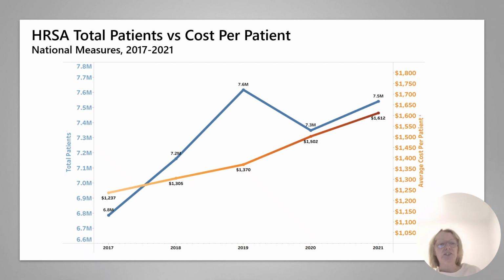This data analysis shows there is a relation between the variables for 2017 through 2019 and 2021, but an inverse relation during 2020. During 2017 to 2019 and 2021, the total numbers of patients increased and the average cost per patient increases as well. In 2020, the number of total patients decreased and the average cost per patient increased.